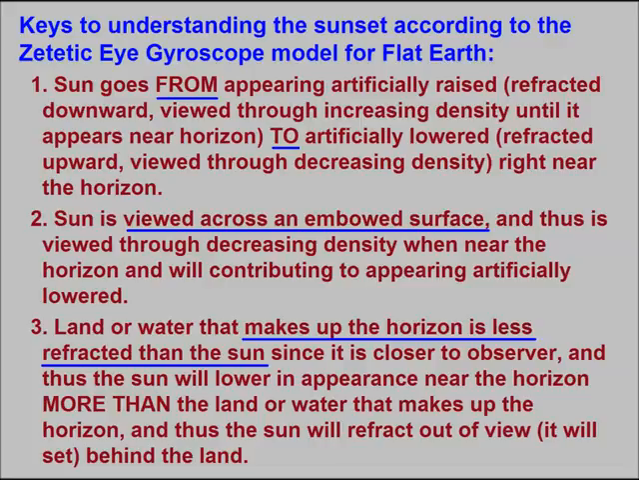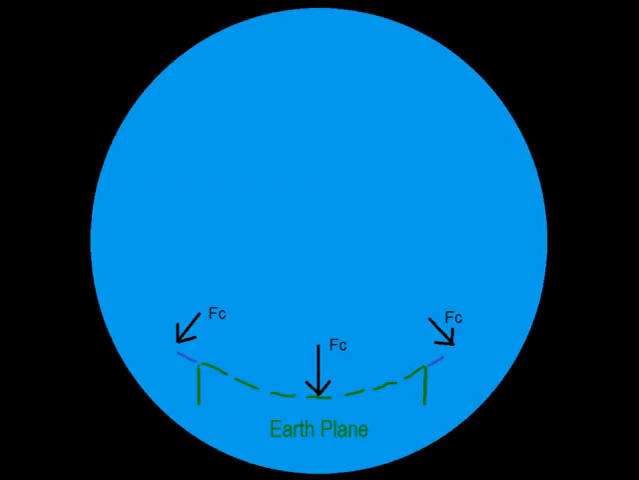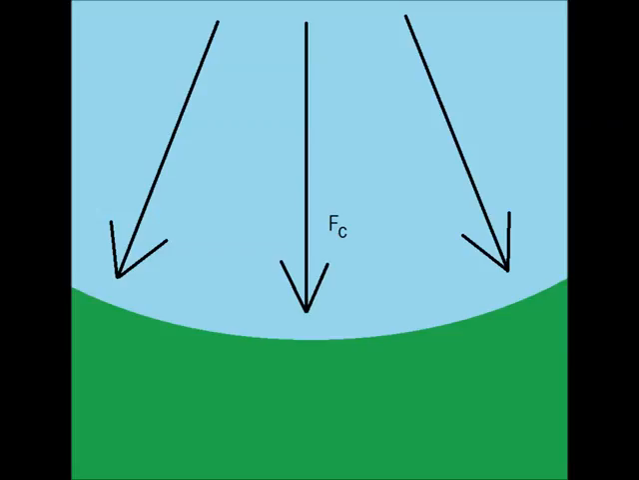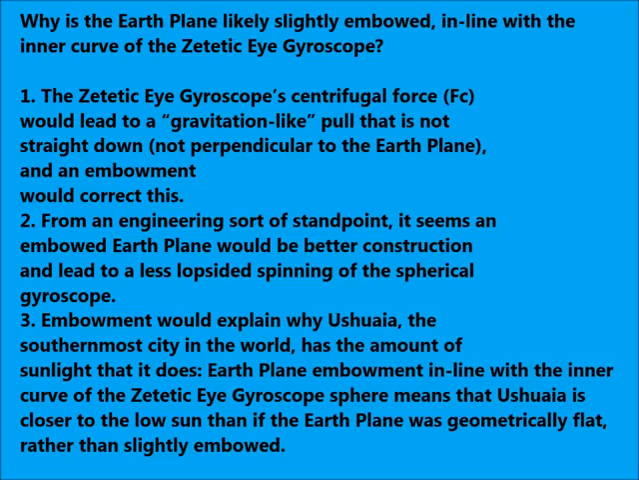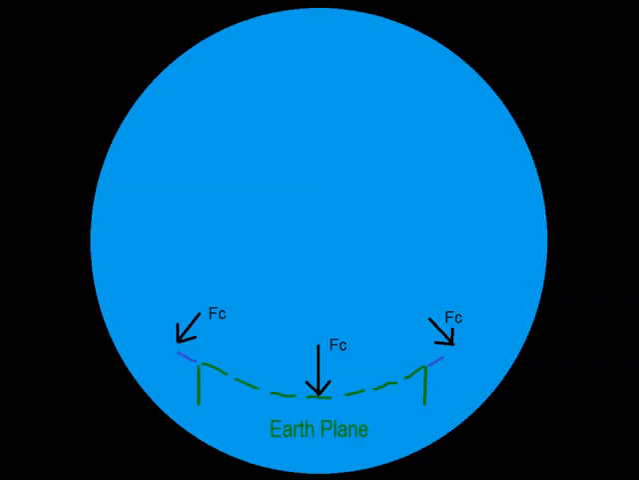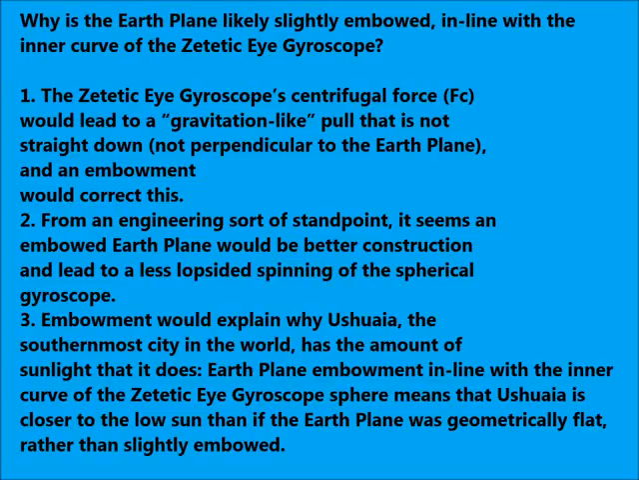According to the Zetetic eye model, it is theorized that the Earth plane is actually embowed, meaning that it has some bowing of the surface approximately along the curve of the inside of the Zetetic eye sphere. There are a number of reasons for believing this is the case. One, if the Zetetic eye gyroscope model is correct, then the centrifugal force, which is actually what gravity is, would come down on the surface of the Earth not in an exactly perpendicular manner if the Earth plane was perfectly geometrically flat rather than with a slight embowment.